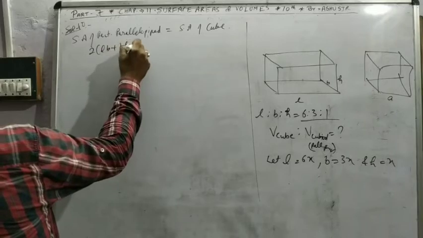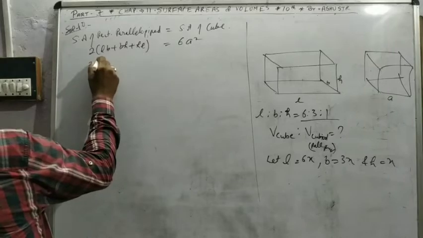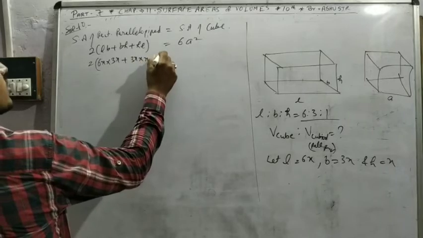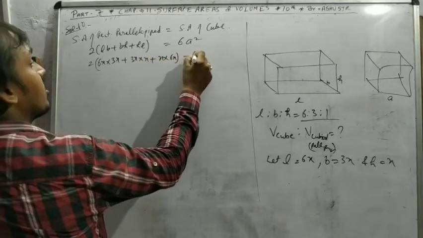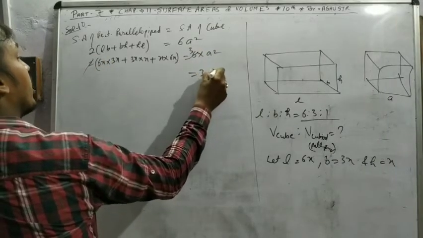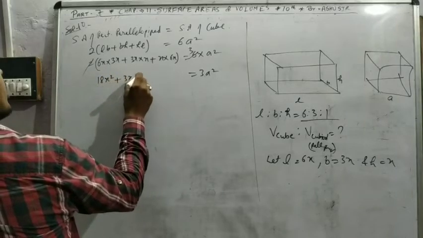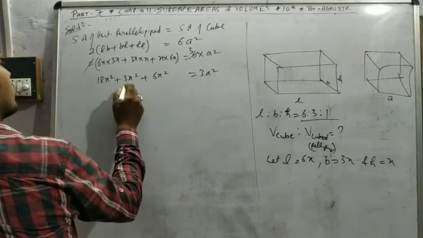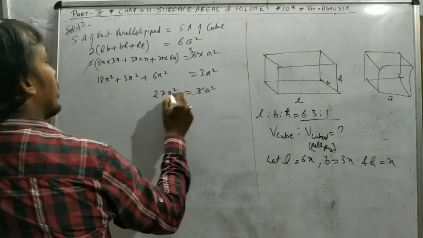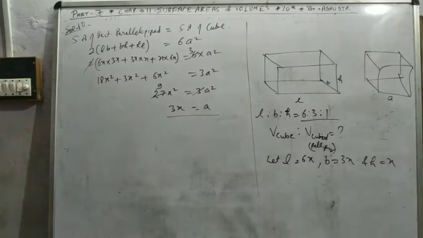2(lb + bh + hl) = 6a². 2(6x·3x + 3x·x + x·6x) = 6a². 2(18x² + 3x² + 6x²) = 6a². 27x² is equal to 3a². So a is equal to 3x, taking square root to both sides.